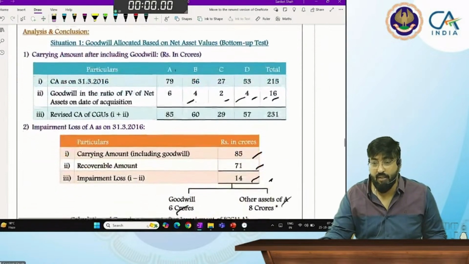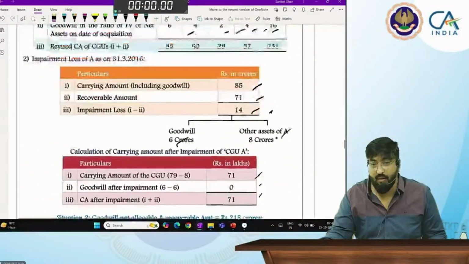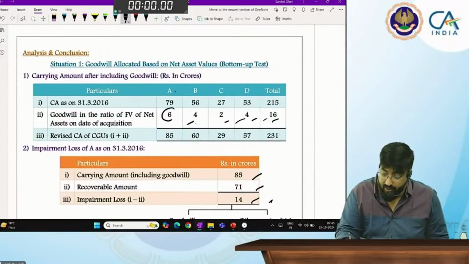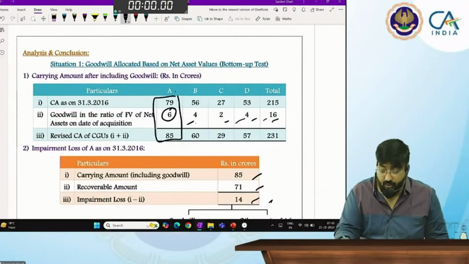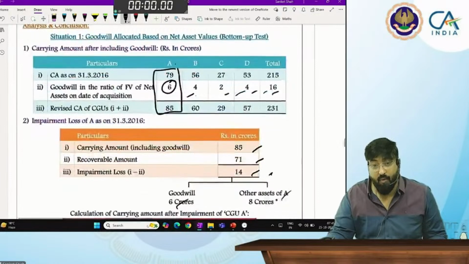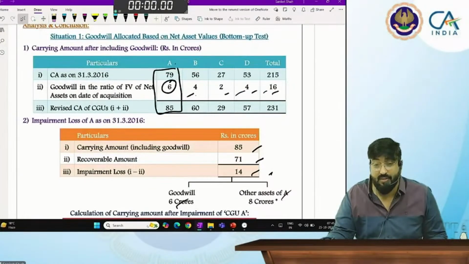Nanda Gopal ji, see, goodwill which is allocated to A is 6. Therefore, total is 85. Out of 85, now your recoverable amount is 71. So your impairment loss is 14. And of the 14, 6 crores will go against goodwill and 8 crores will go against other assets. Did you understand?